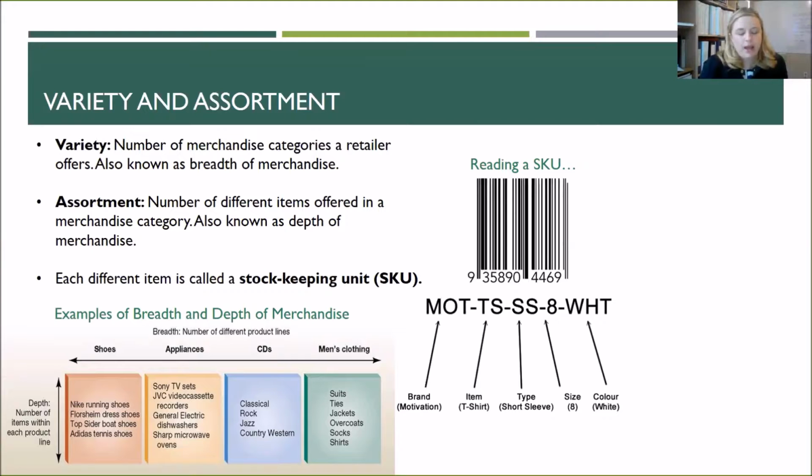So when we define variety, what we really are talking about here is the number of merchandise categories that a retailer offers. So this is also known commonly in industry as breadth of merchandise. And then we also have assortment. So this is the number of different items that are offered within a merchandise category. And so this is also known in industry as depth of merchandise.